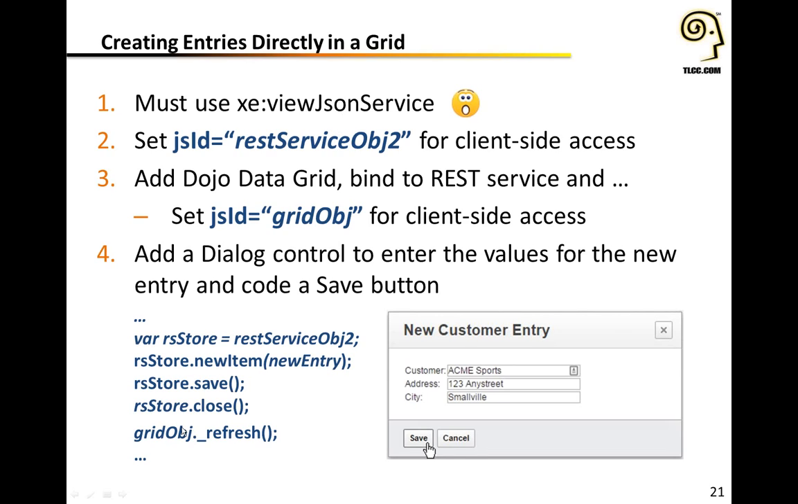And the reason we need a view JSON service is there is no new item method in the view file item service. That's only available in the view JSON service. For me, this is kind of surprising, but that's the way it is. So how do I get around that? Well, what I do is I add two REST services to my XPage. One, a view file item service to support the deleting, the updating, maybe even the reading within the grid. And the other one, the view JSON service, only to support that create capability if I want to add that as well within the same application.